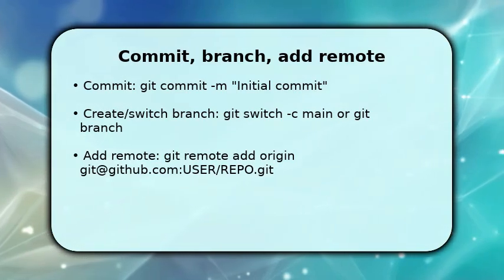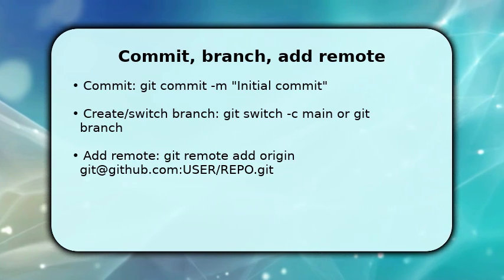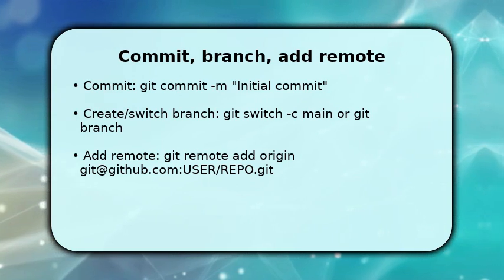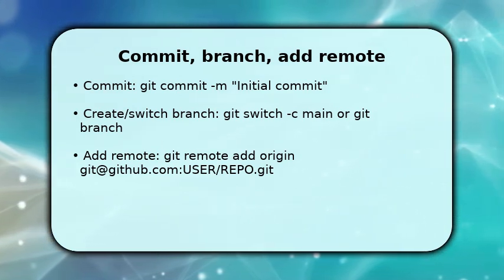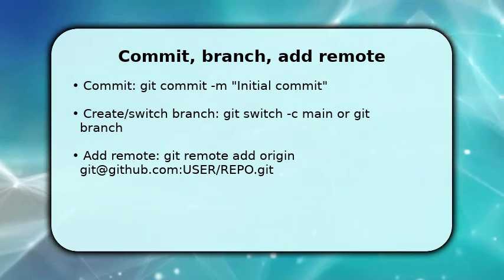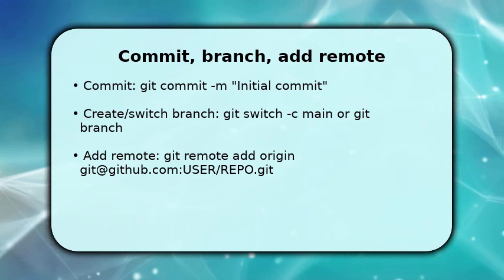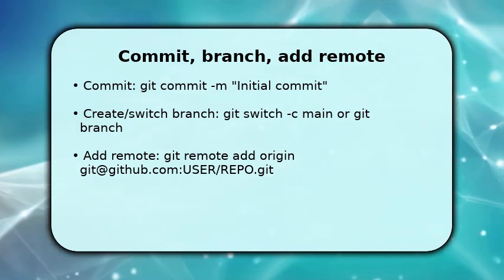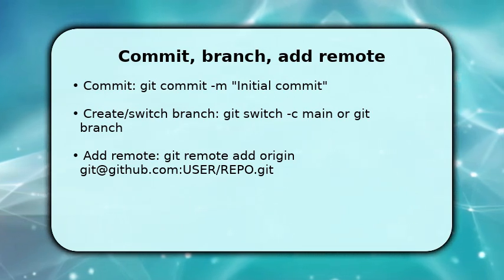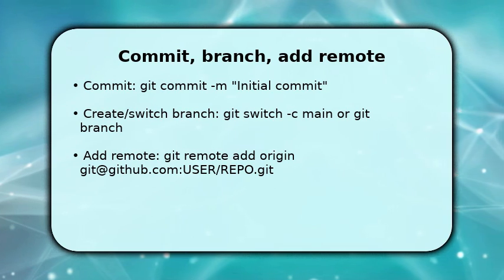After that, establish a branch strategy. Create or switch to main with git switch -c main so your local branch matches GitHub conventions. Next, add the remote repository URL using git remote add origin <repo URL>. This connects your local history to GitHub. Make sure the URL uses the protocol you'll authenticate with, SSH keys or HTTPS.